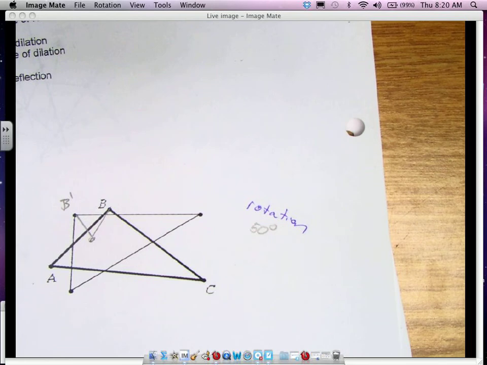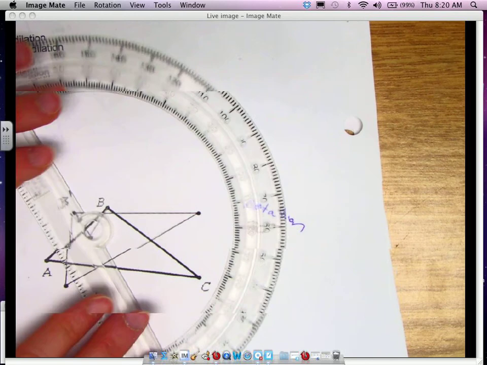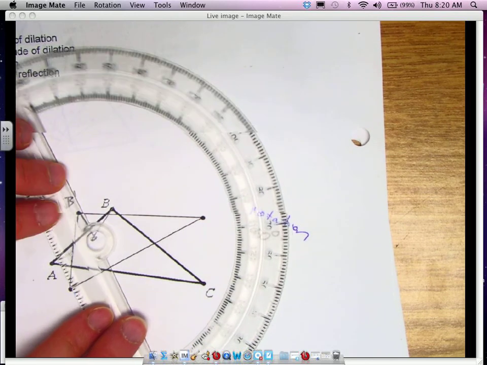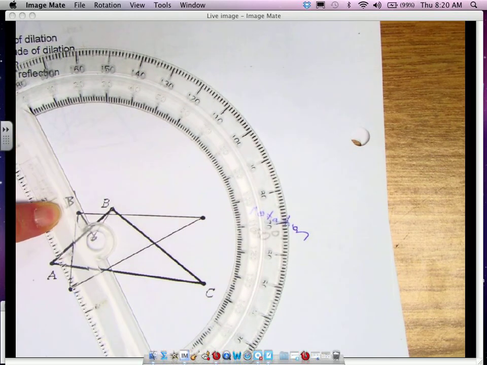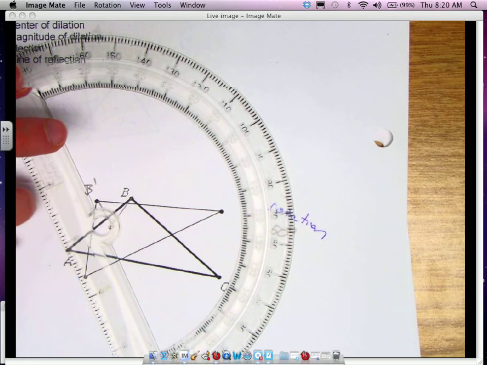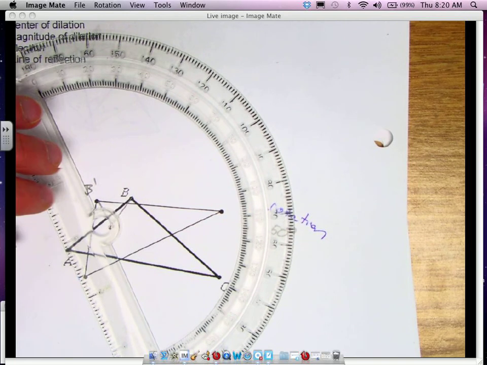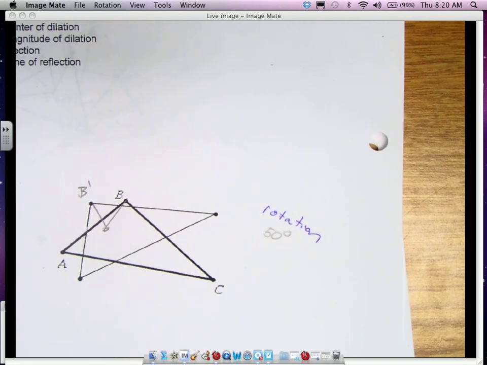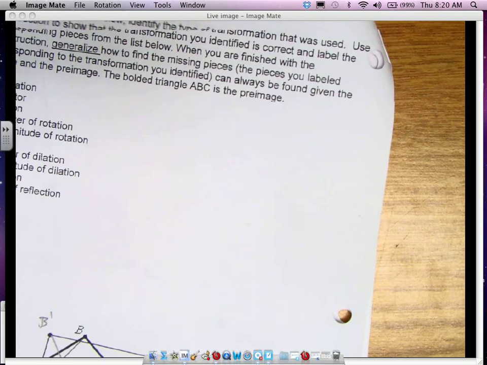How do you know it's 50 degrees? I measured like this. I put the center, right, see where my... Yeah, you'll have these. You'll have patty paper and protractors and compasses all at your table. I don't expect you to guess and just know off the top of your head. All right, last problem.